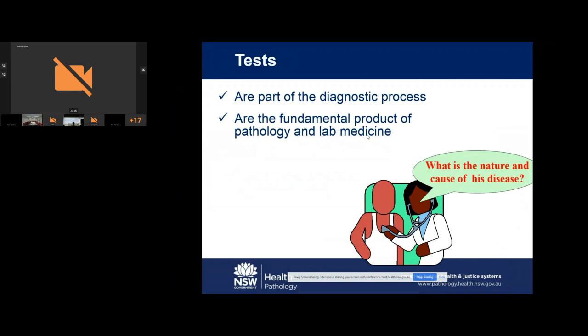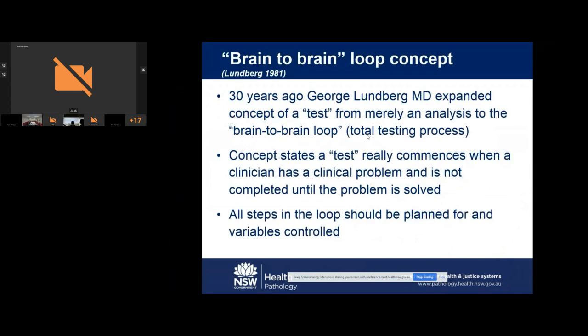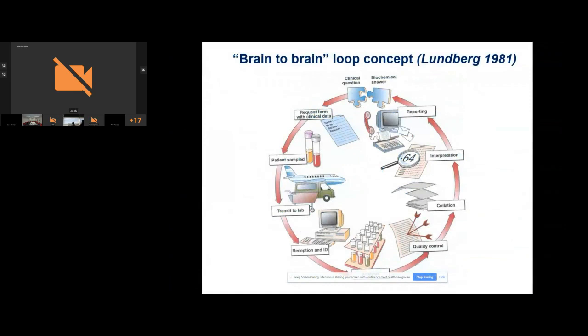The brain-to-brain loop concept is not new, it was introduced a few decades ago, but essentially it expands the concept of a test from merely an analysis to a brain-to-brain loop, or a total testing process. That states that the test really commences when a clinician has a clinical problem and isn't completed until the problem is solved. So all of the various steps in that loop, from ordering the right test and collecting the sample and transporting it, are variables which should be controlled. That's a picture of what we mean by the loop and the various steps in the total testing process.